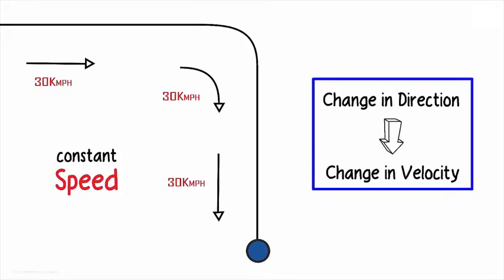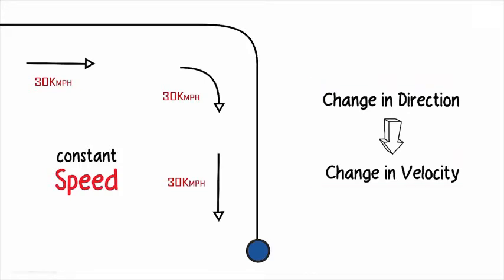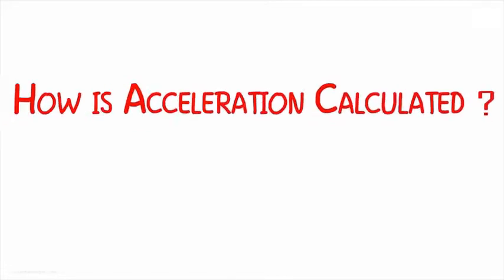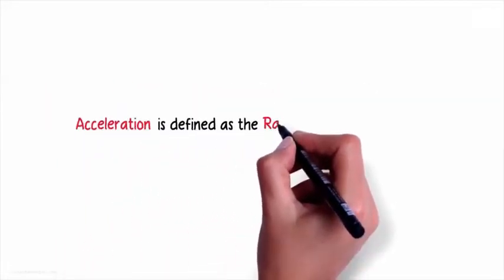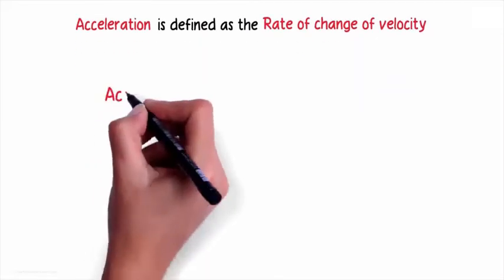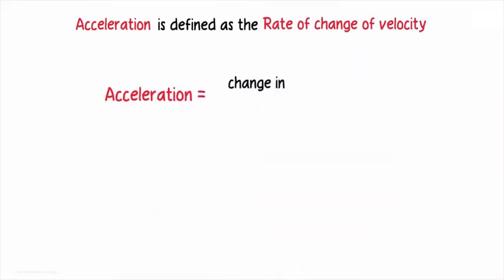So this was the most important concept you had to know about acceleration. It will exist only when there is a change in velocity. But how is acceleration calculated? Acceleration is defined as the rate of change of velocity. In terms of a formula, acceleration can be written as change in velocity over the time taken.